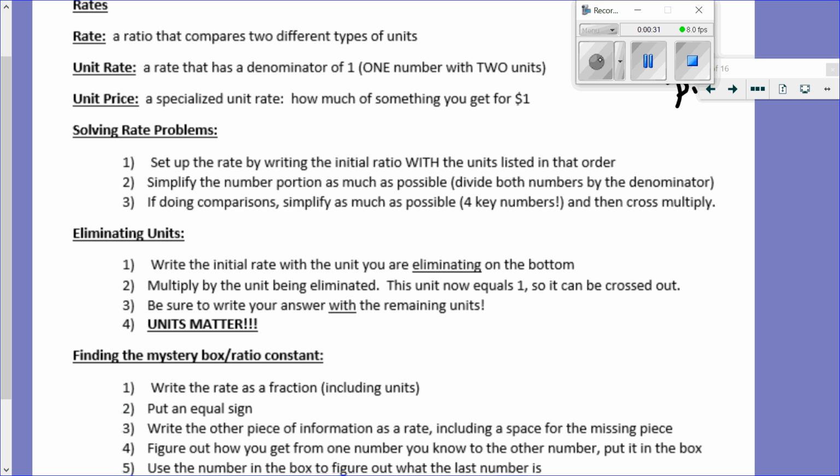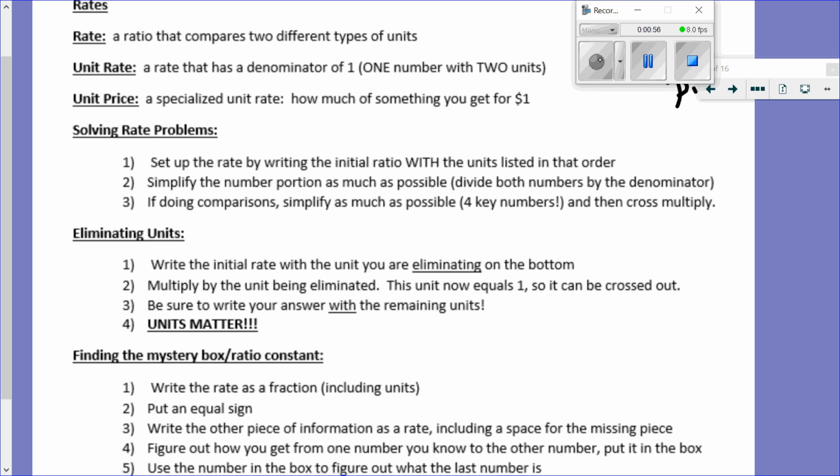We're now actually worried about the units. So when we talk about rates, those units are what makes a rate. So you must include the units that are being compared. Now within rates, we've got a couple special ones we'll talk about. A unit rate is basically where I get a denominator of 1. In other words, whatever the number or the ratio piece is, I'm just going to divide by whatever the denominator is to get that down to just one number.